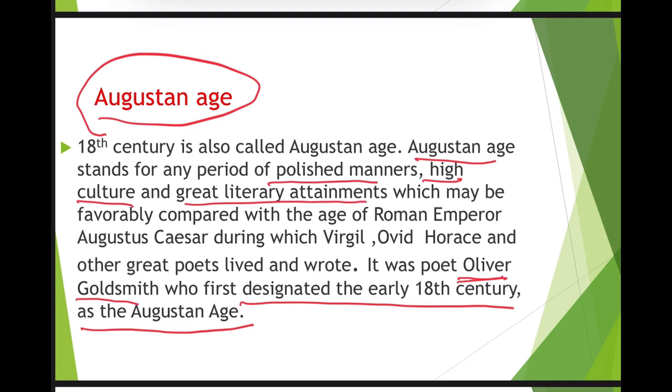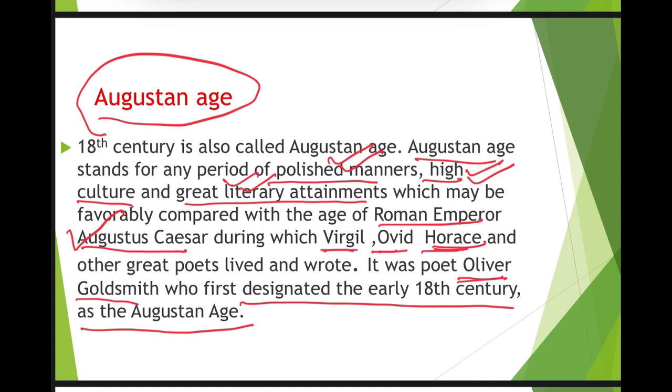And because it is compared with the Roman Empire, Augustus Caesar, during which Virgil, Ovid, Horace, and other great poets lived and wrote. So when you say Augustan age, it means an age which is important for its polished manners, high culture, and great literary attainments, as was found in the age of Roman Emperor Augustus Caesar. Now, during the time of Augustus Caesar, the writers like Virgil, Ovid, and Horace, they wrote.